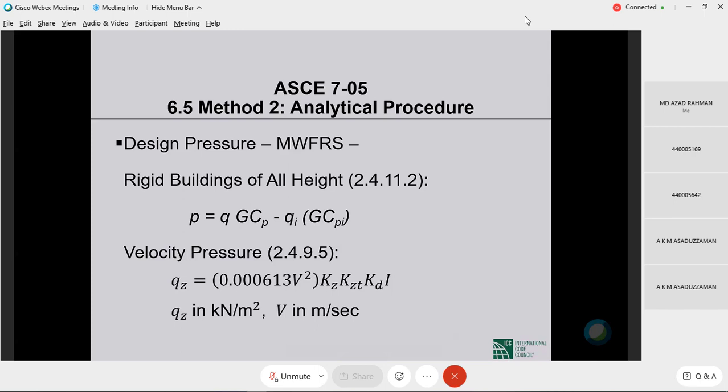Now, what I just showed you for method one was the main wind force resisting system. I did not even go to components and cladding. Okay, I want to mention that. I didn't even put that into the slides.